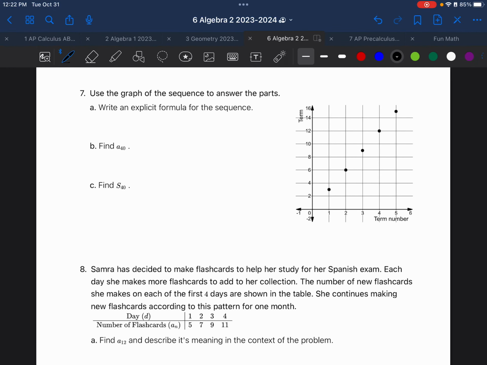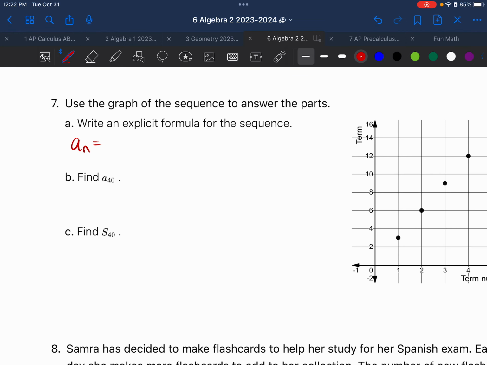Use the graph of the sequence to answer the parts. Write an explicit formula for the sequence. Okay, so again, you can choose any number of things. I'm just going to say a sub n in this case is going to be equal to, which one do you want to choose? I'm going to choose that one at random. That's going to be the third term. The third term looks to be 9. So I'll say 9 plus, okay, what's the common difference? This is going up by what, up by what, up by what?